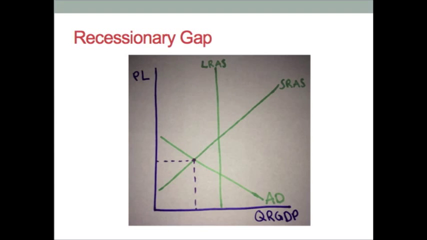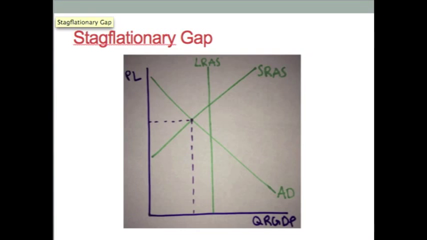Here we have the graph of a recessionary gap. In a recession, aggregate demand is shifted to the left. This is because price levels are lower than equilibrium and unemployment is higher. When the economy is experiencing stagflation or cost-push inflation, the supply curve is now the problem curve. Short-run aggregate supply is shifted to the left, and price levels and unemployment are both higher than equilibrium.